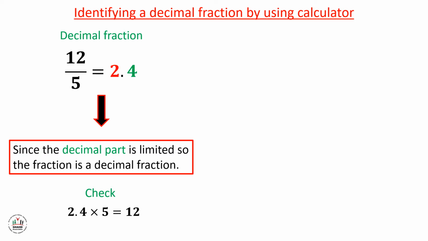By the way, you can check if this fraction is a decimal or not. You can multiply the quotient by the denominator. If the fraction is a decimal fraction, the value must be equal exactly to the numerator.